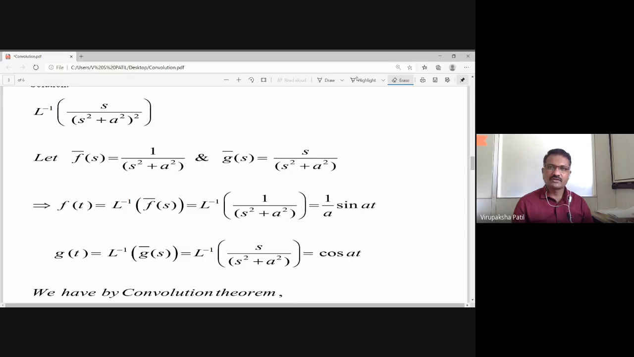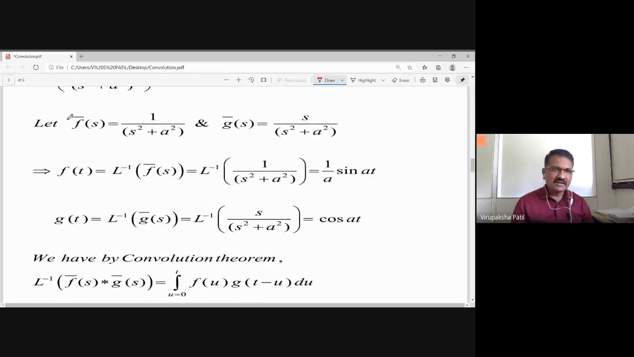Then after choosing this f bar s and g bar s, find the inverse of f bar s. That gives you f of t. That is, f of t is equal to L inverse of f bar s. That is, L inverse of 1 divided by s square plus a square, which is sine at divided by a, or you can read it as 1 by a into sine at.